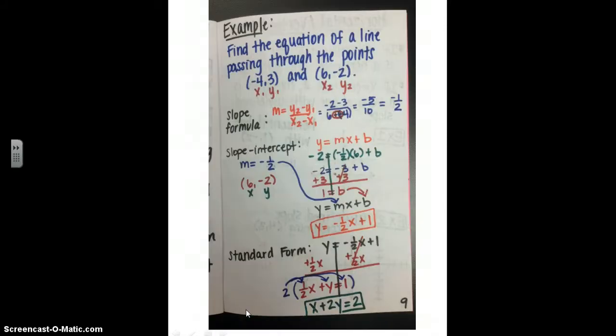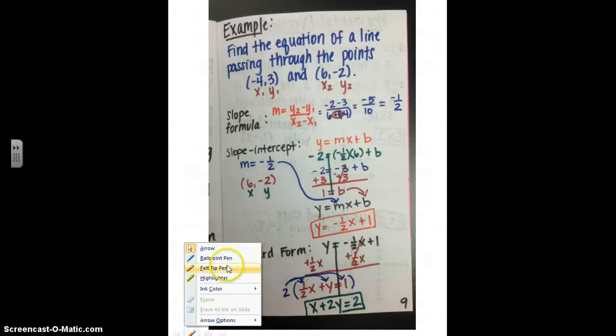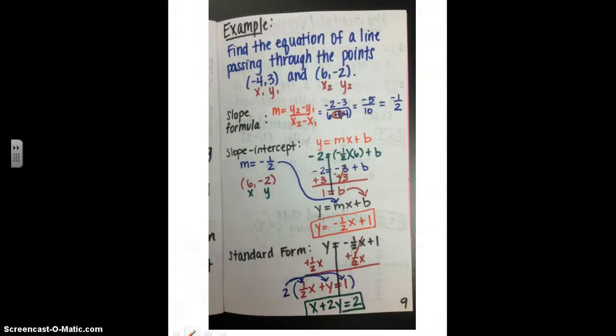So if I have this example, before we go over it, pause the video, write this down, and when you're ready to start back up, start the video. Okay, so I have this example. It says find the equation of the line passing through the 2 points, -4, 3, and 6, -2.